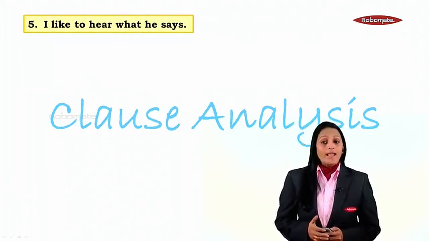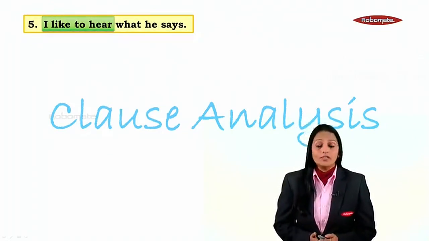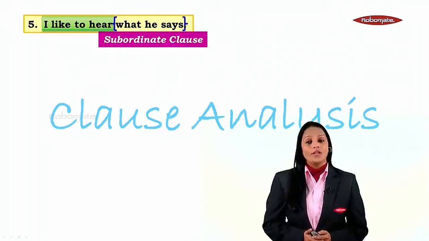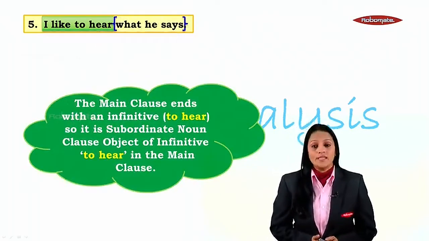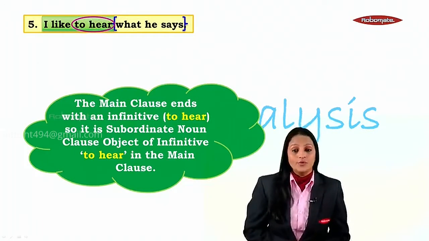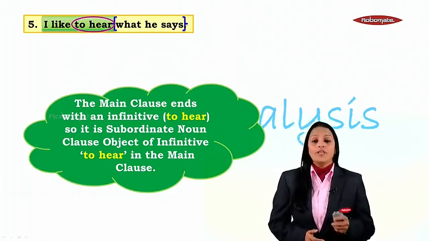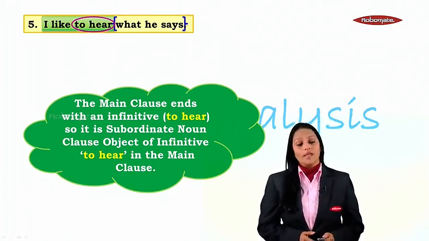Next one. I like to hear what he says. Again, I like to hear is the main clause. What he says is the subordinate clause. We know it is subordinate noun clause. And now what do we see here? That the main clause ends with the infinitive to here, and therefore we say it is object of infinitive to here in the main clause.